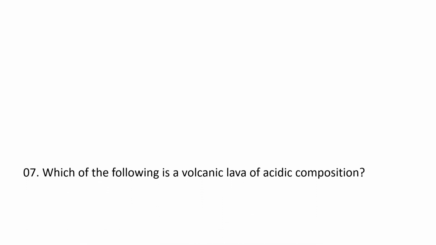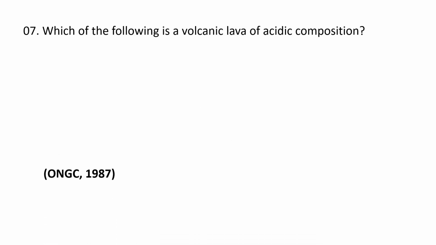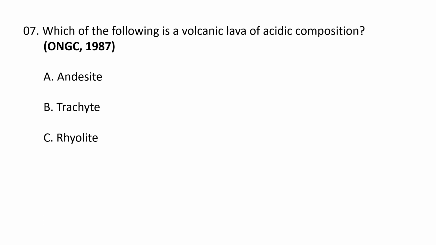Next question. Which of the following is the volcanic lava of acidic composition? Very simple question. A. Andesite, B. Trachyte, C. Rhyolite, and D. Basalt. So generally rhyolite is the volcanic lava of acidic composition, whereas if you take basalt, it is of basic composition, and andesite is of intermediate composition.